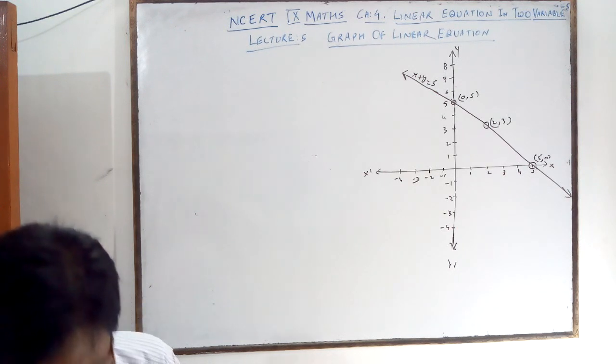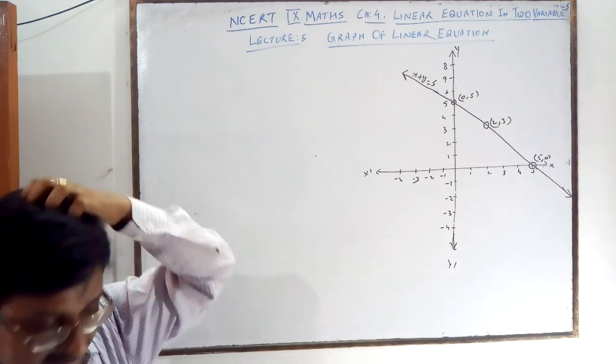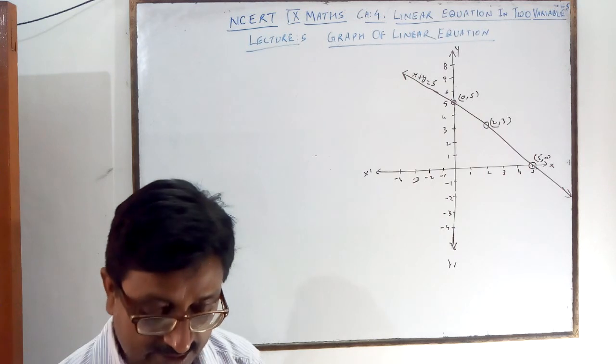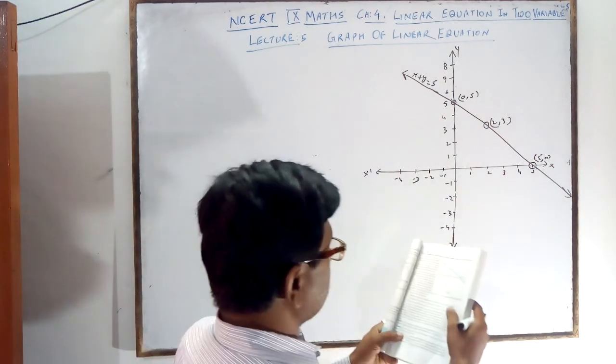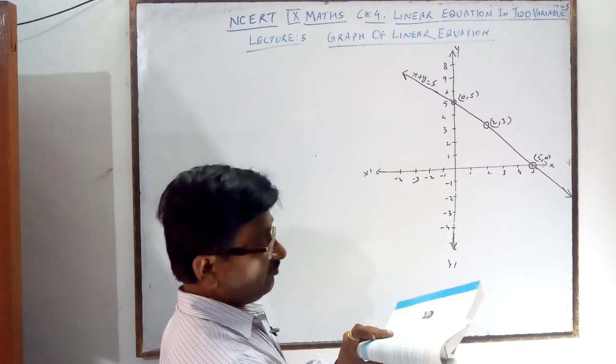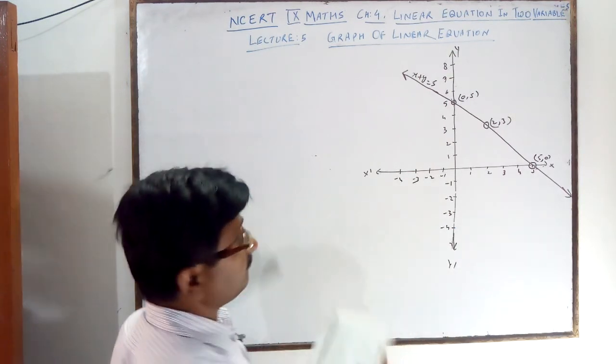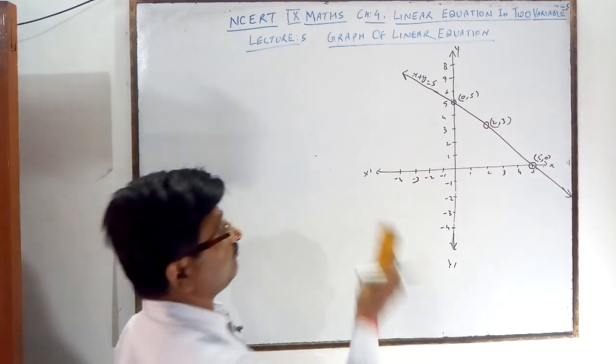The statement questions are given here. One example is given here in the book. You can see example number 5. What is example number 5 given? First you see example number 5.